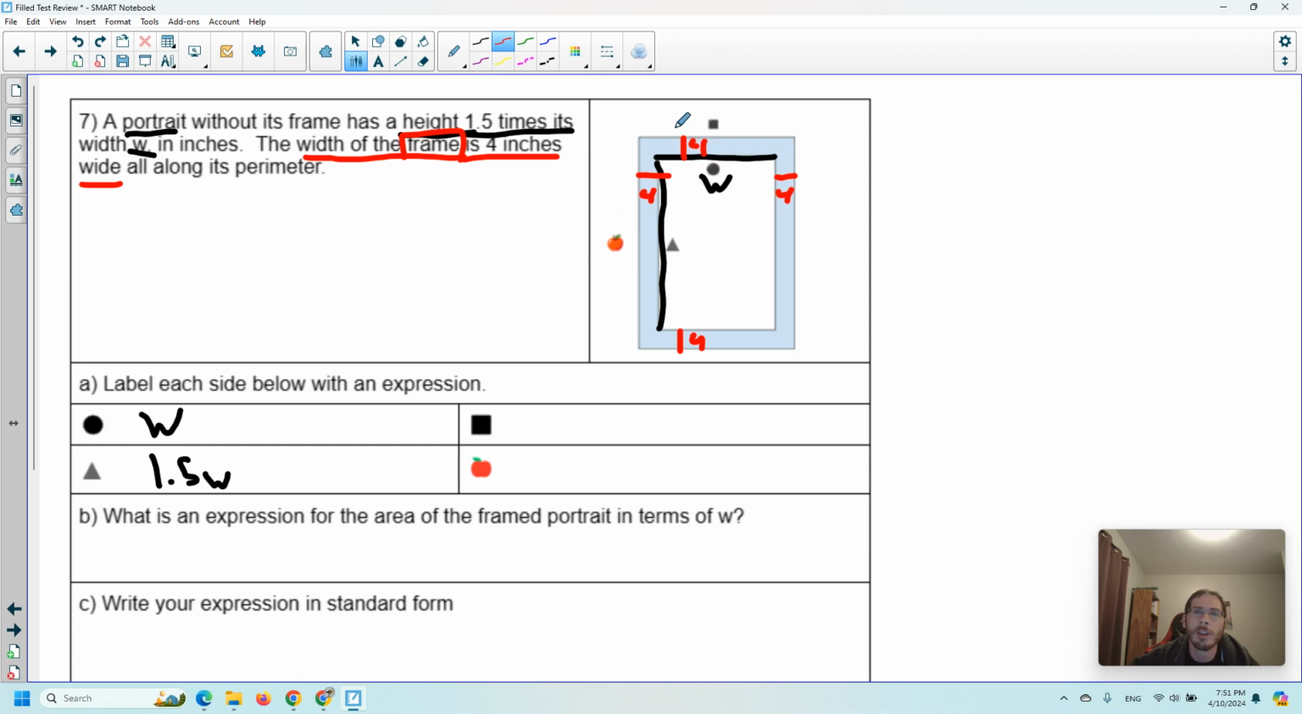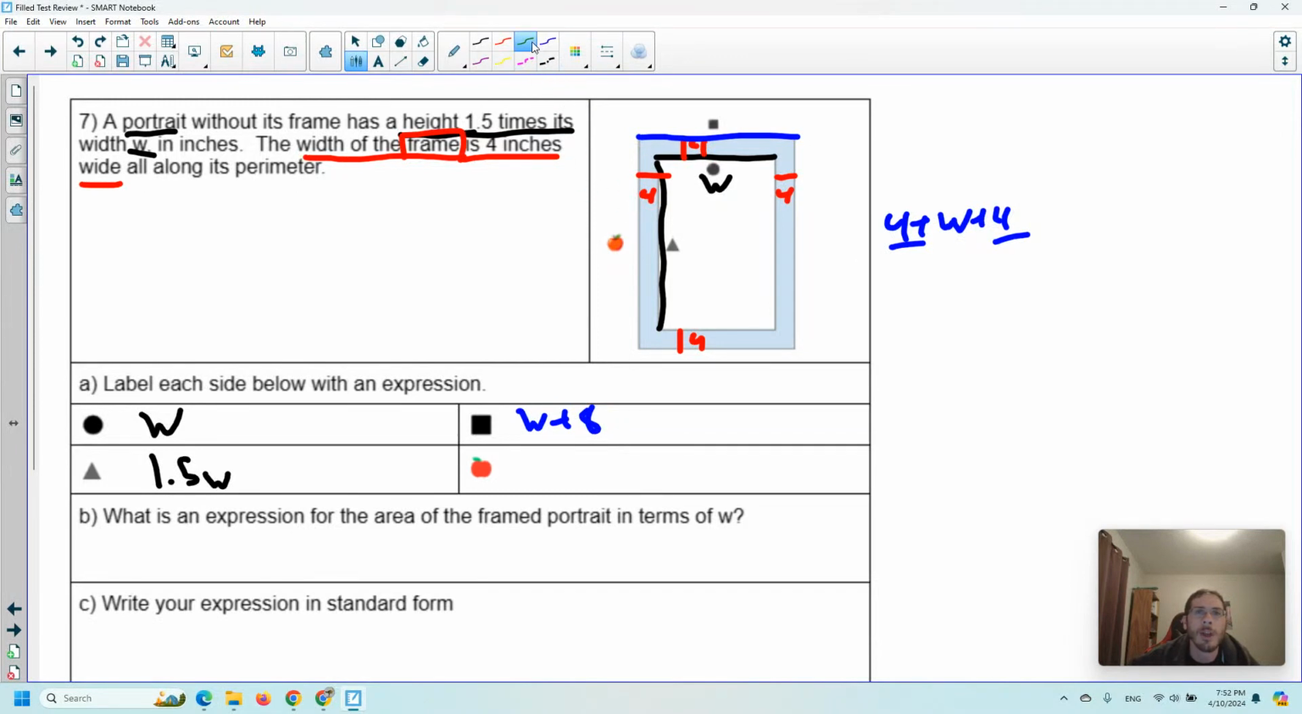Because now if I look at the square, here is going to be this big length. It's a 4 plus a W plus a 4. It's 4, W, and then 4. So if we want, we could write that as 4 plus W plus 4. That would be a correct answer. I'm going to write it in standard form and combine those 4s to be W plus 8.